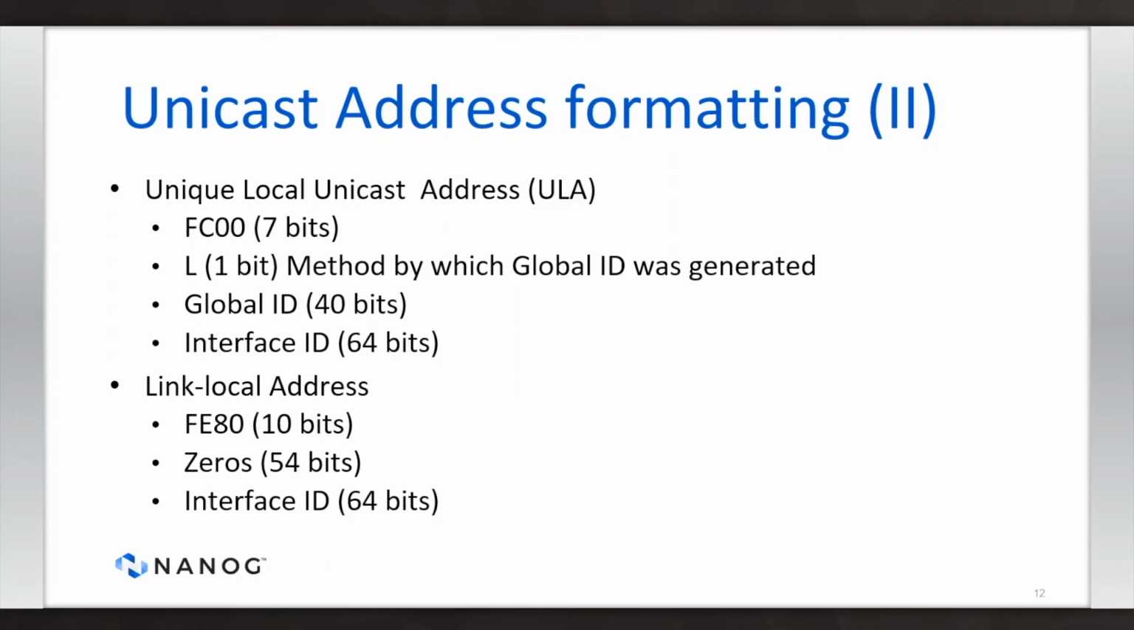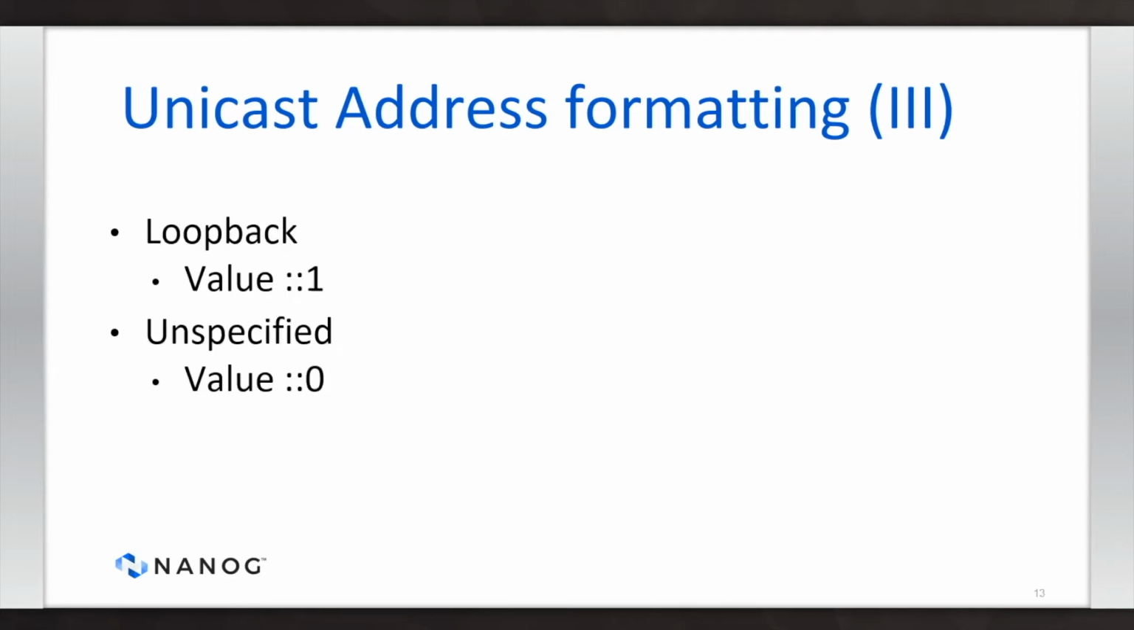Link local starts with FE80, 10 bits, 54 zeros, and a 64-bit interface ID. Now, you might be seeing a pattern here. Everybody has a 64-bit interface ID. And some protocols you're going to see at the end of the presentation actually rely on that. We'll talk about those when we get there. A couple more special unicast addresses. The loopback, ::1, unspecified, ::0.